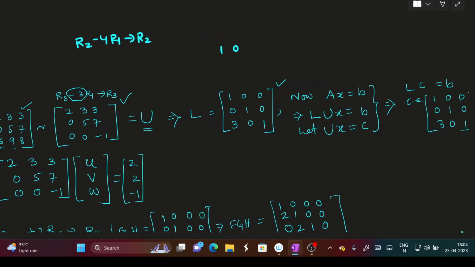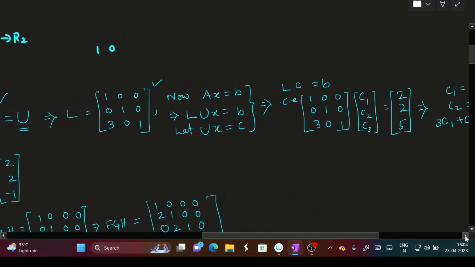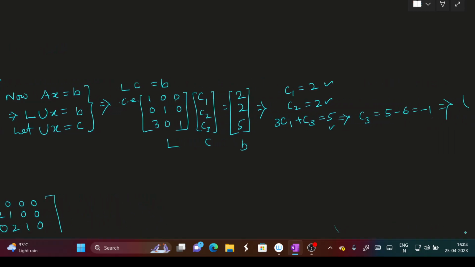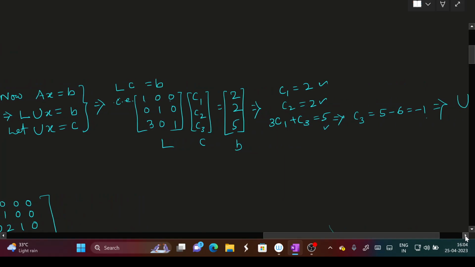We have the system of equations Ax equal to B, A equal to LU, so LUx is equal to B. Let Ux be equal to C, which means Lc is equal to B. Now this is my L matrix, this is my C vector, and this is my B vector. From the equations, C1 is equal to 2, C2 is equal to 2, and 3C1 plus C3 is equal to 5. That implies C1 is 2, C2 is 2 and C3 is 5 minus 6, that is minus 1. So I got my C1, C2, C3.